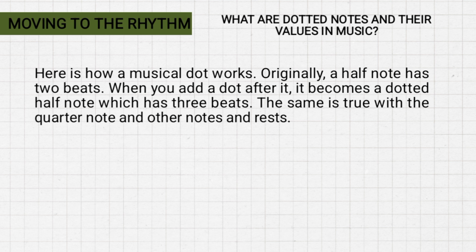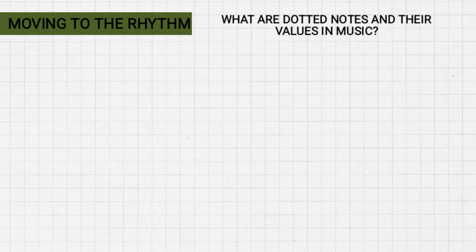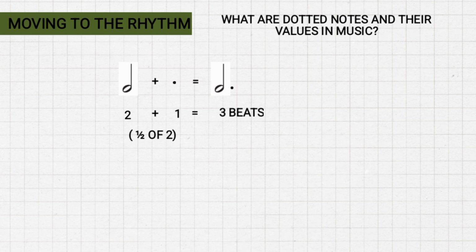For example, a half note normally lasts 2 beats, but when you add a dot after it, it becomes a dotted half note and lasts 3 beats, which is the original 2 beats plus half of that, 1 more beat. The same idea applies to quarter notes and other notes and rests. The dot adds half of the original note's value to make it last longer. And next, here we have the symbols. The value is 2 plus 1 equals 3 beats, or 1/2 of 2 is 1.